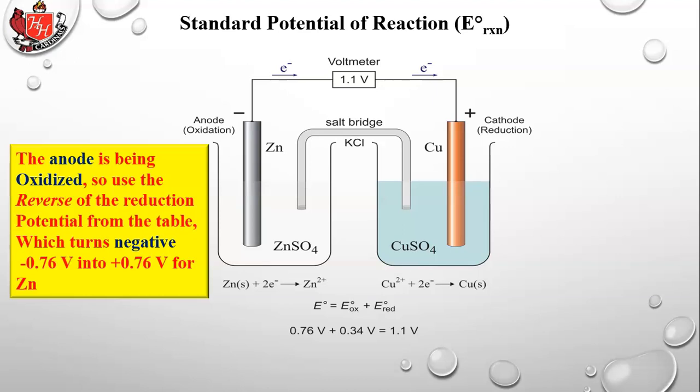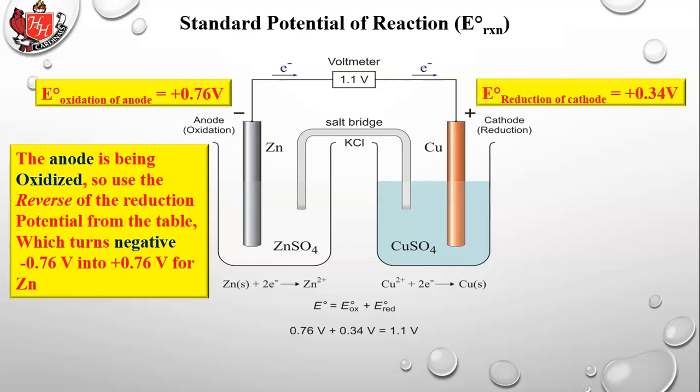Again, that table shows reductions, so if you want to know the oxidation of an element such as zinc, you have to turn the reaction around. I know it's a little confusing, you just have to think about it a little and get that process. So that means that the potential of oxidation of the anode, the zinc, is plus 0.76.